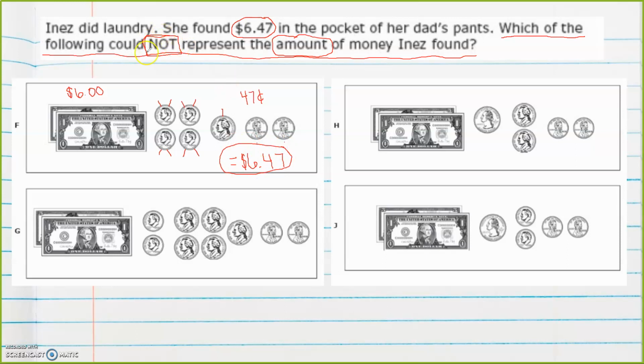Now, I want to know which one is not $6.47. So this one is $6.47. So I'm going to keep going. Okay, right here again I have a $5 bill and a $1 bill. So that is going to give me $6. And then I can use my lines.